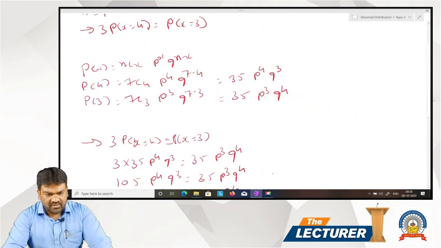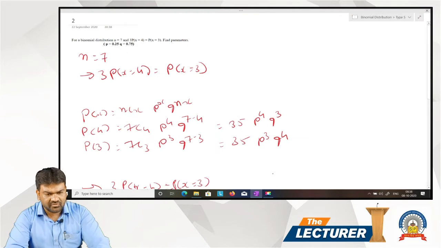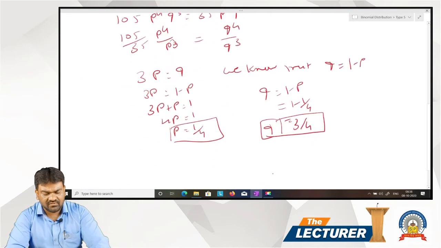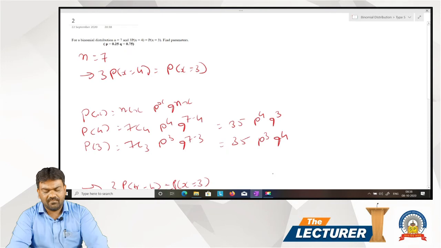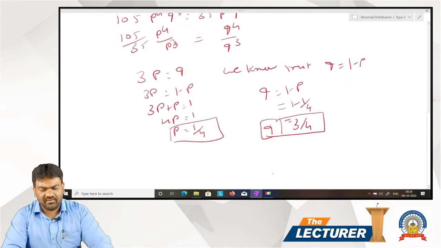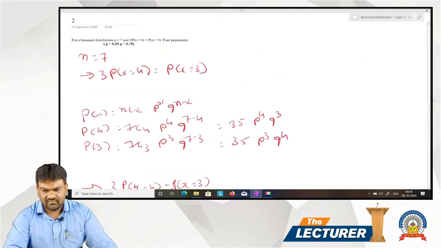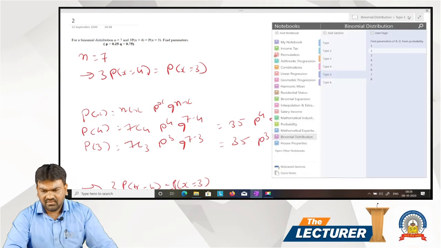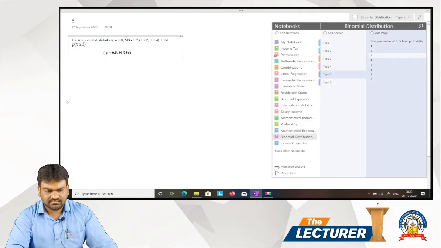Now we have found the parameters p and q, that is 1 by 4, 3 by 4, or else 0.25, 0.75. Next example, example number 3.